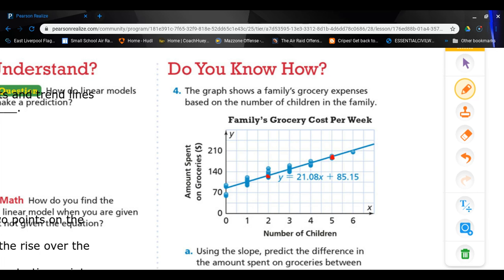So at 2, you're going to be right around 120, whereas at 5, you're going to be right around 190. So you could probably estimate, and it says predict the difference. You could say between $60 and $70 and be okay there.